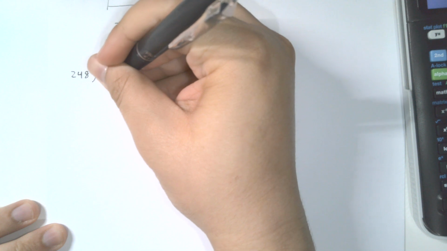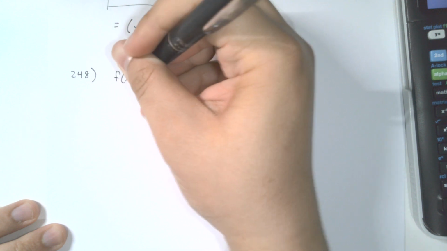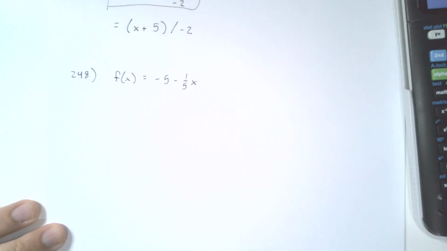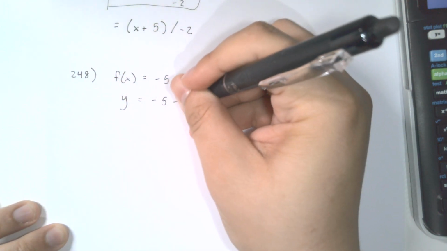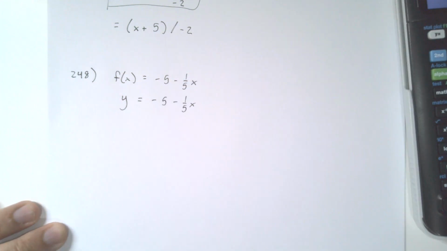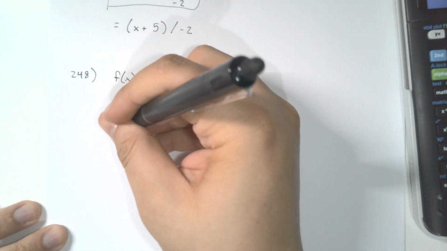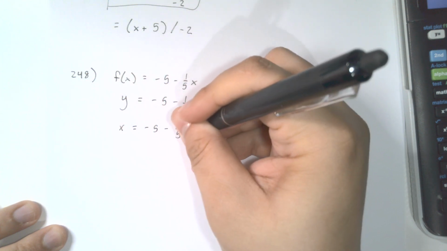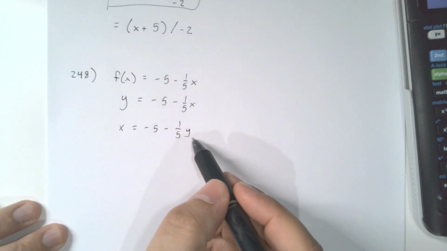Number 248 is, we have f of x is equal to negative 5 minus 1 over 5 times x. So this is our y, negative 5 minus 1/5 x. And now we want to switch our x and our y's. This is now x is equal to negative 5 minus 1 over 5 y. And now we just want to solve for y.